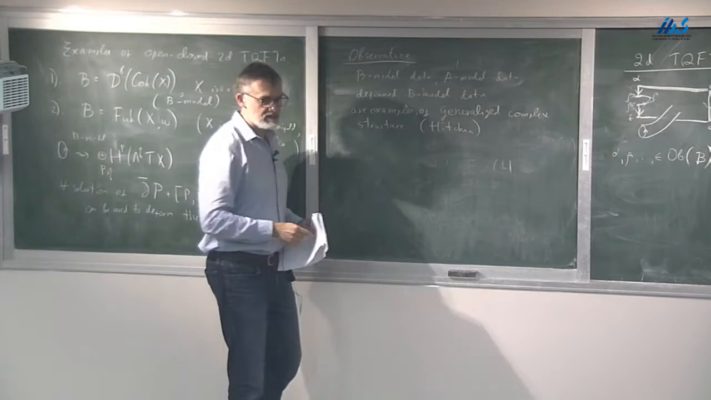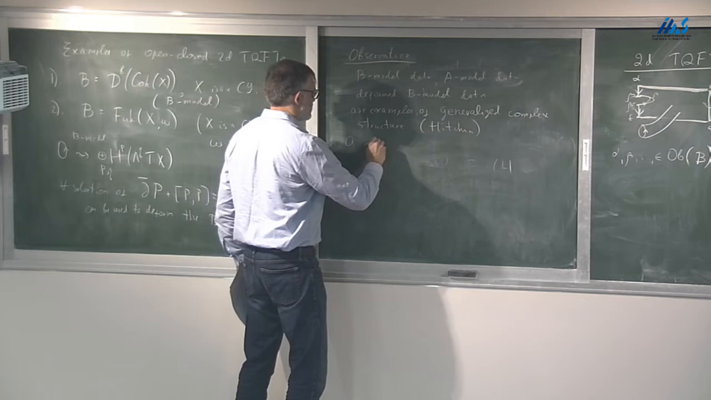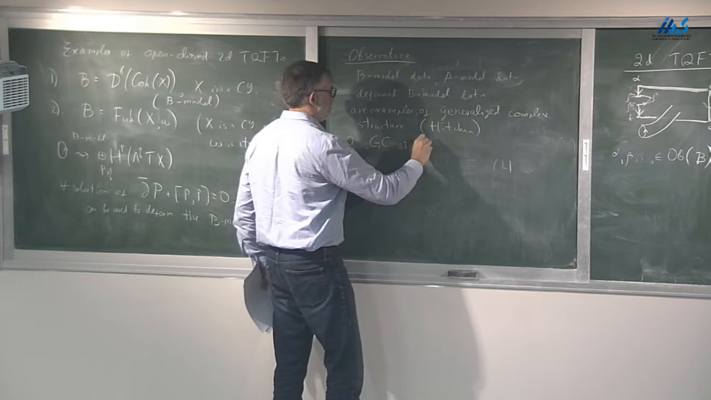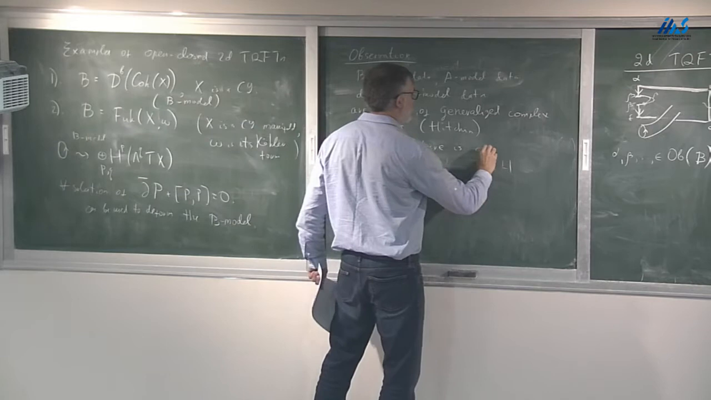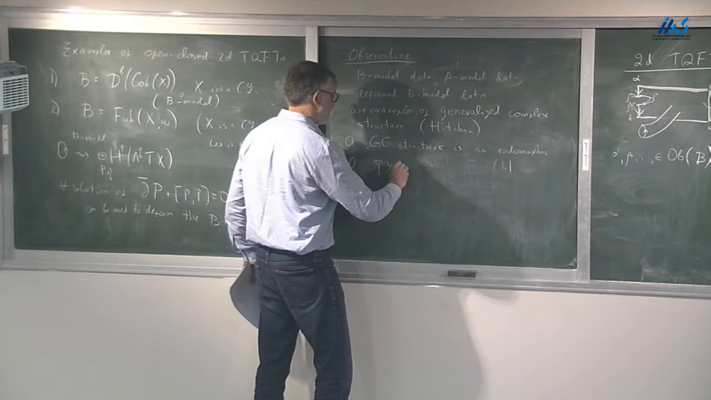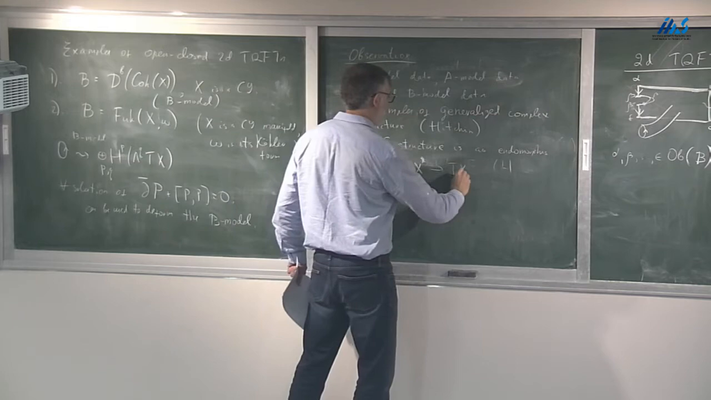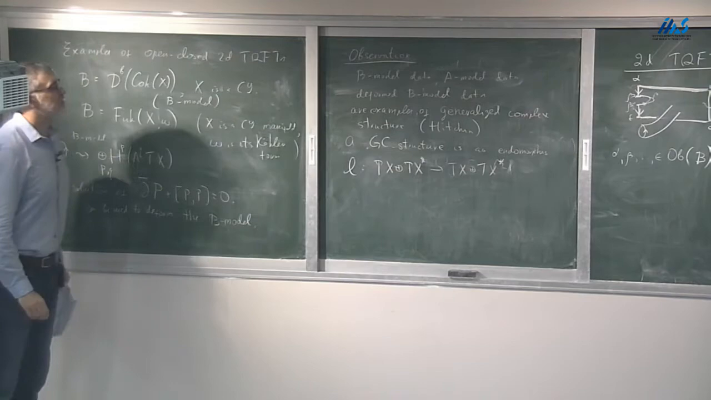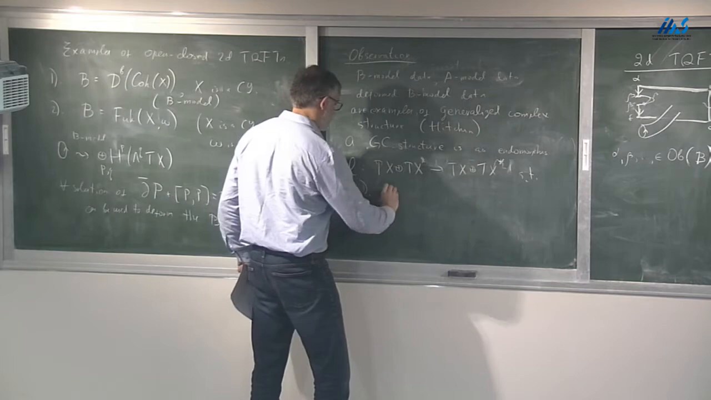So what is this thing? Well, it's called a generalized complex structure, called a GC structure. It's an endomorphism, let's call it I, on the manifold X, an endomorphism of this vector space, the sum of tangent and cotangent bundles, such that it squares to minus one.